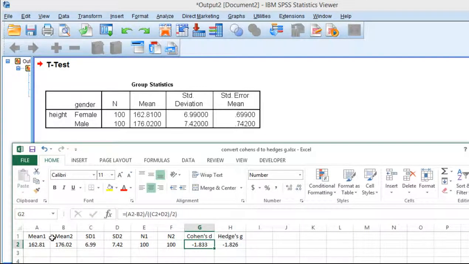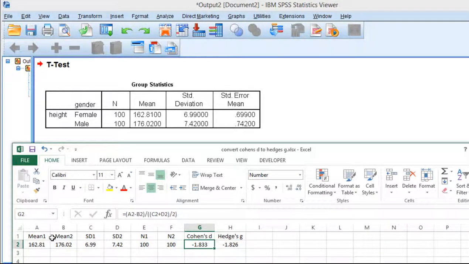and I get a Cohen's d of negative 1.83 and a Hedges' g of basically the same thing, negative 1.83. So I guess the take-home message here is one, Cohen's d and Hedges' g do not differ very much, especially when the sample sizes are above 10 in each group, I would say. Here we've got 100, so it's clearly not very different at all.